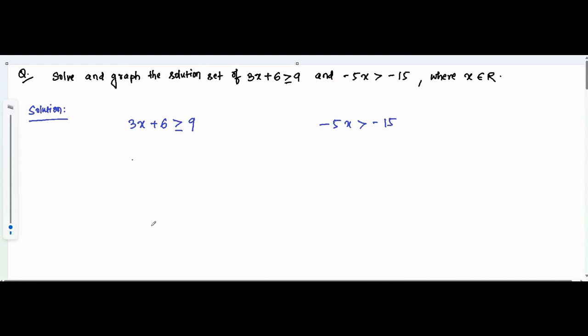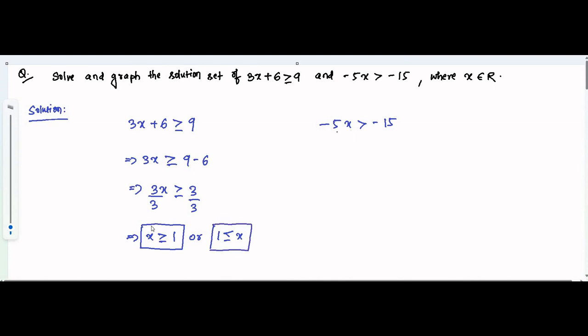So here it will be 3x is greater than or equal to 9 minus 6, 6 went to the RHS, became minus, that implies 3x is greater than or equal to 3. Dividing both sides by the same positive number 3 we have x greater than or equal to 1, okay, or you can write it as 1 less than or equal to x.